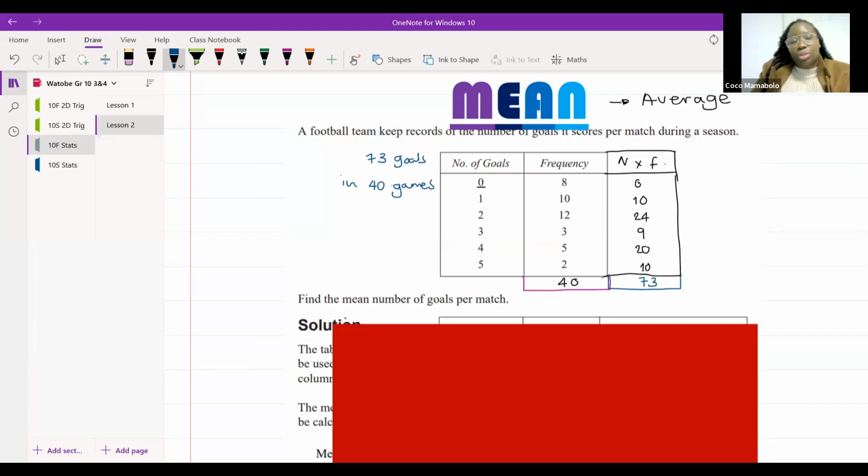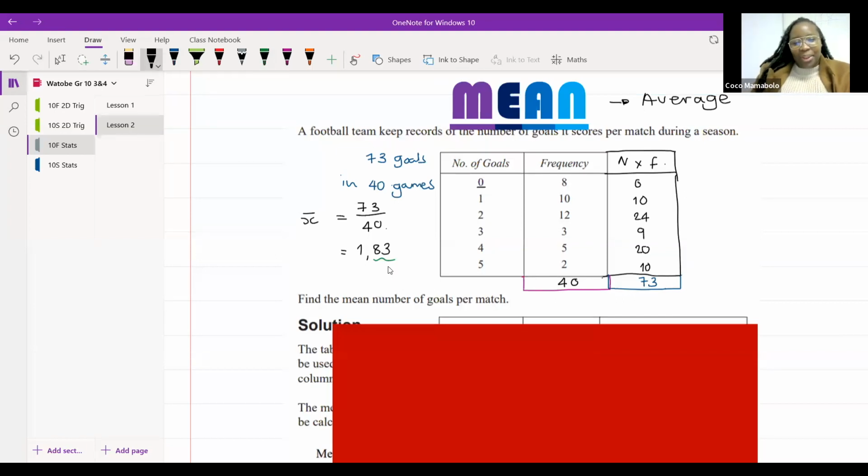Good. So what we're going to do to find the mean, which we express like this, is we're going to take the number of goals divided by how many games we played. So it's 73 divided by 40, which gives us 1.825. Okay, so we're going to say that as 1.83, right? Yeah. But now, remember, we can't score 0.83 of a goal. Okay, so let's round up.